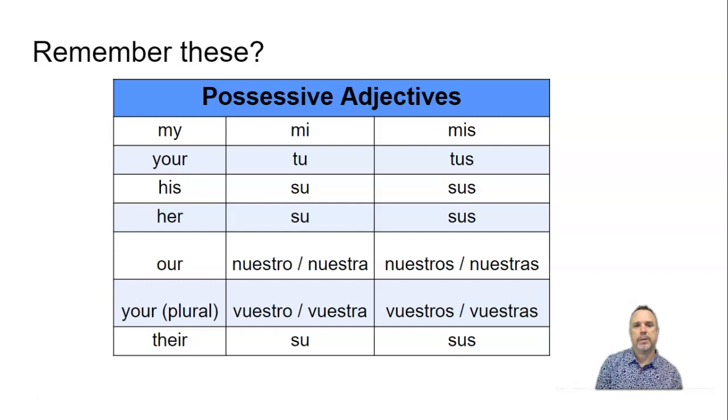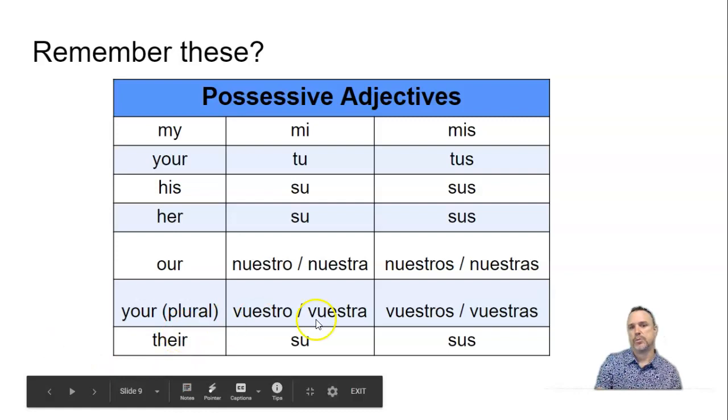So working through, my class would be mi clase, your class is tu clase. His teacher, su profesor. Her teacher, su profesor. Our house, nuestra casa. Our teacher, if it's me, a guy, nuestro profesor. Your teacher, all of you as a group, vuestro profesor, a guy. Your house, you as a group, vuestra casa. And su casa, su profesor. There. All right, why is that important?